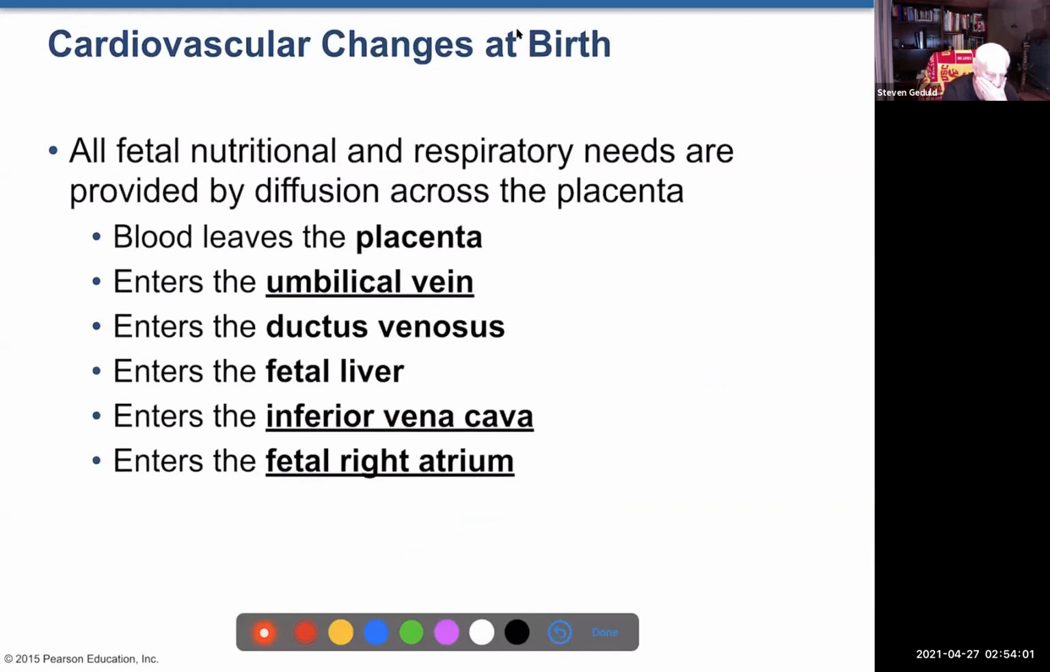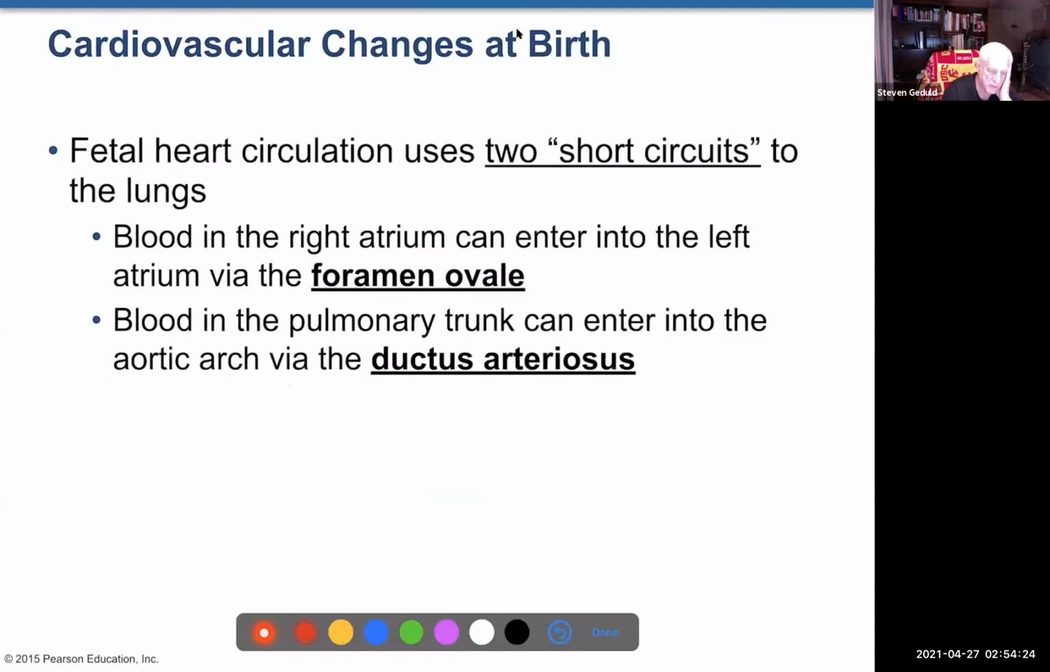Blood diffuses, and blood leaves the placenta. It enters the umbilical vein, enters the ductus venosus, goes into the fetal liver, to the inferior vena cava, to the fetal right atrium. So it bypasses the small intestine area because there's no nutrient there. It goes into the umbilical area where it gets its nutrients.